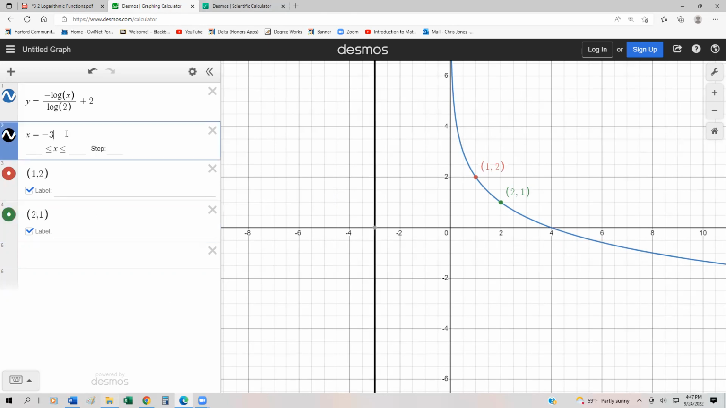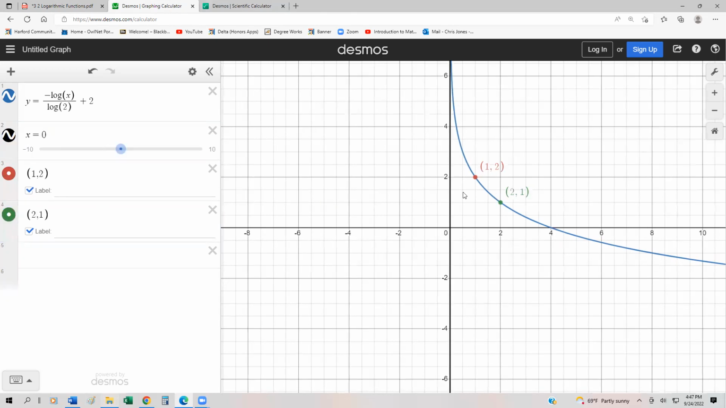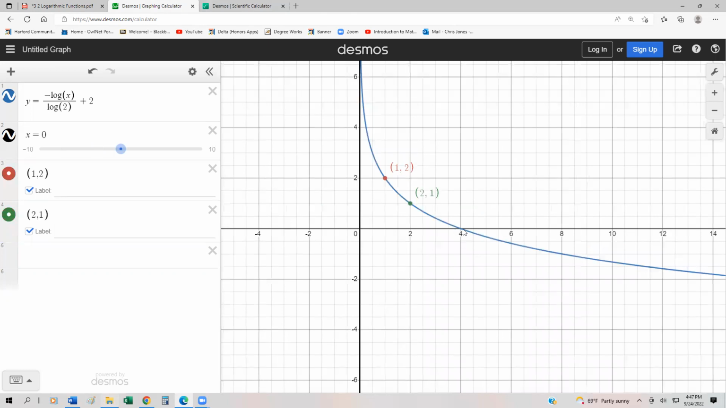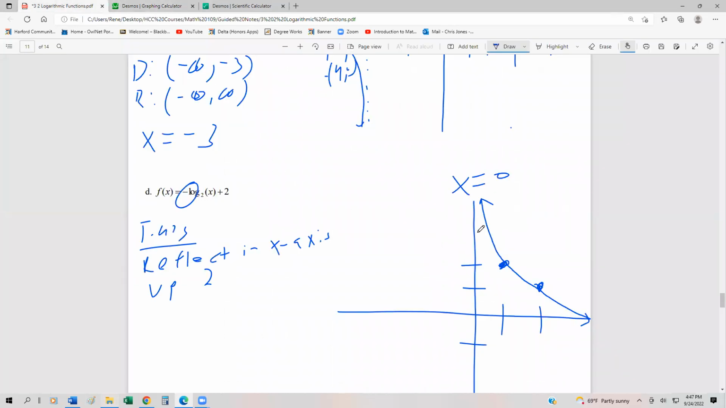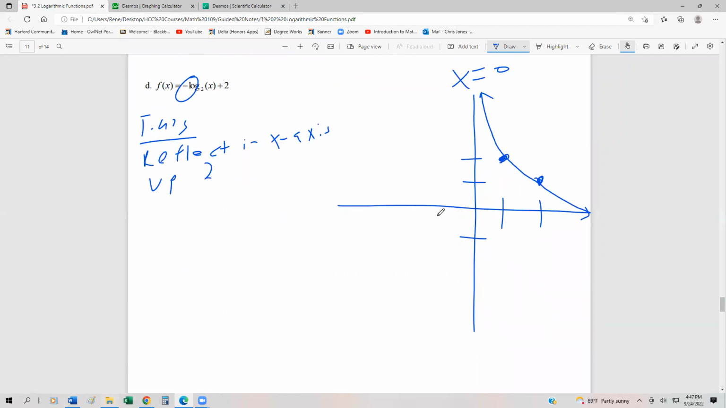The asymptote is going to still be at x equals 0 for us. Another point that would be pretty easy for us to see would be (4, 0). That could be another point that we plotted earlier. But again, we just reflected this over the x-axis and then moved it up 2 units. Hopefully that helps out with the transformations and also how to verify these using our graphing calculators. Domain 0 to infinity, asymptote x equals 0, range negative infinity to infinity, just to finish that out.